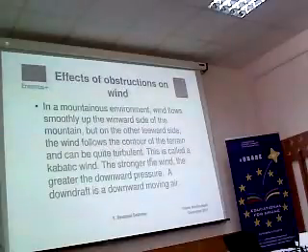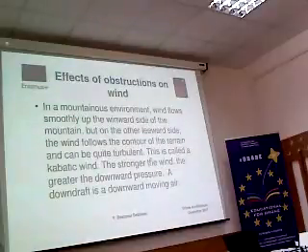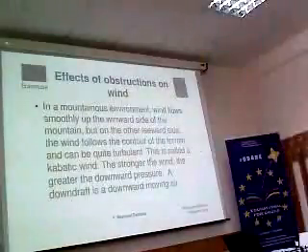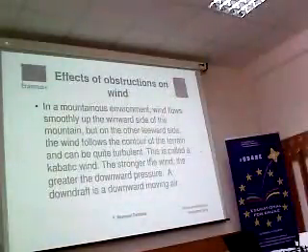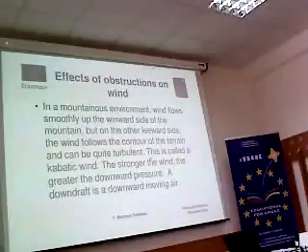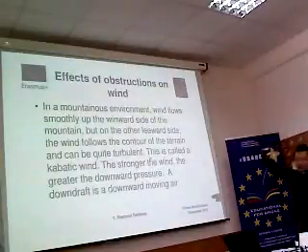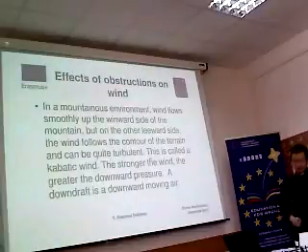Up the windward side of the mountains, but on the other, leeward side, the wind flow is in control of the terrain and can be quite turbulent. This is called the katabatic wind. The stronger the wind, the greater the downward pressure, and a downdraft is downward moving air. So this one can push down the aircraft.